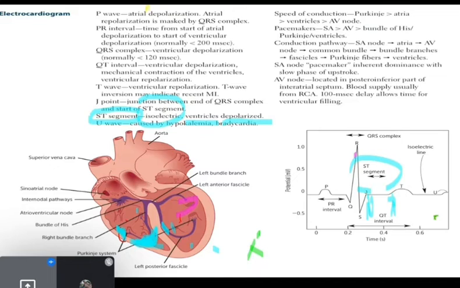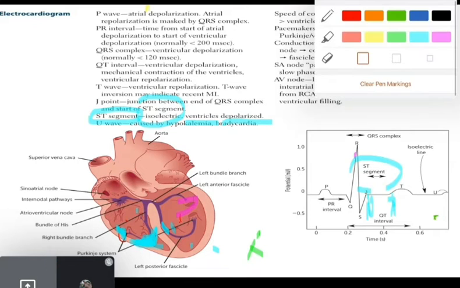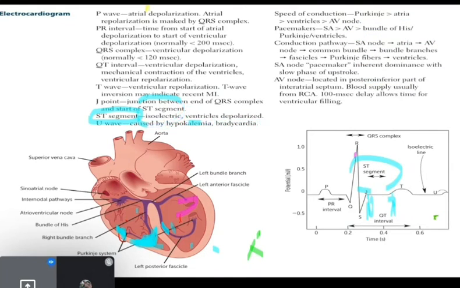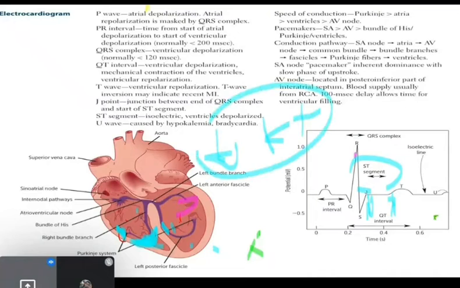Now, the U wave, what is the U wave? Did you hear of it before? The U wave here is caused by hypokalemia, bradycardia. If you have hypokalemia, which is a decrease in the potassium, it can cause this U wave, as you can see here. Now, this is the U wave. It happens if you have a decrease in the potassium, or a decrease in the heart rate, bradycardia. You can see this U wave.